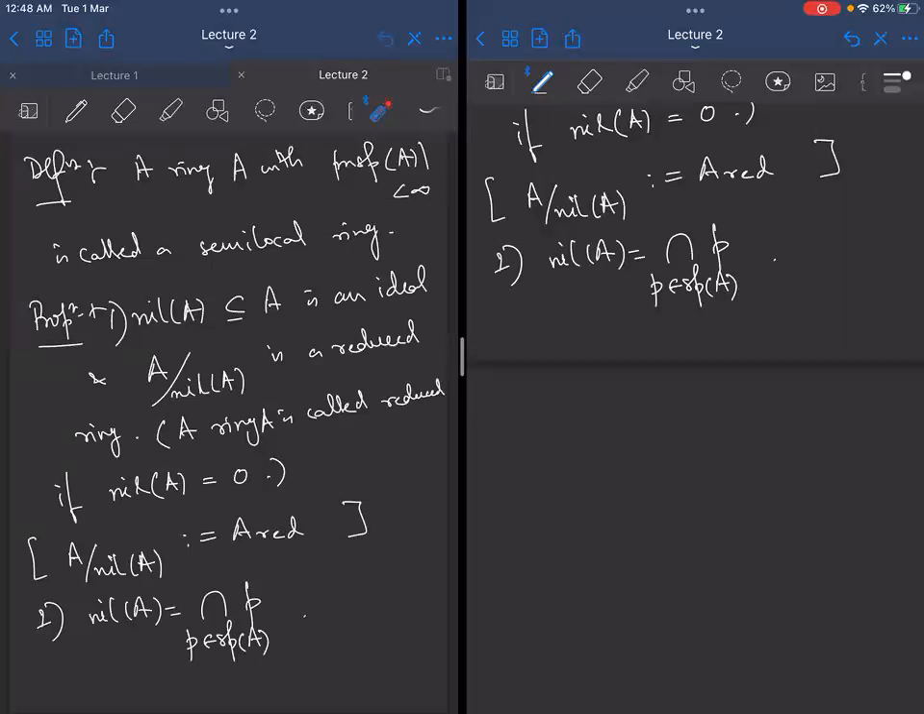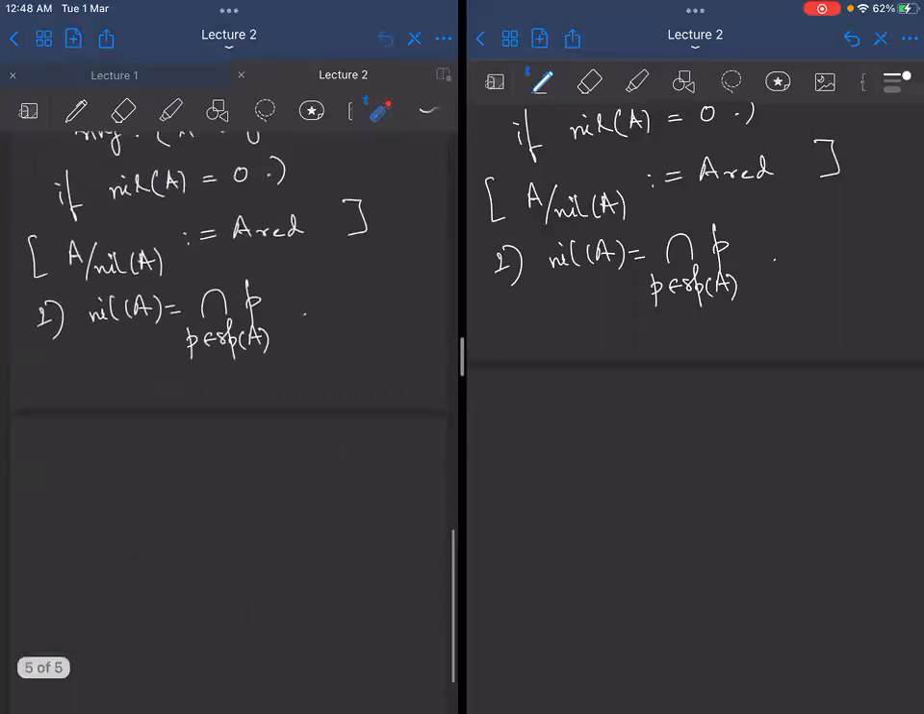One part of this result is clear: if you take any element from the nilradical of A, then some power of it is 0. Suppose x is that element, then x to the power n is 0, and that means x to the power n belongs to every prime ideal, and an induction argument will show you that x is inside every prime ideal. So this inclusion is clear to you.